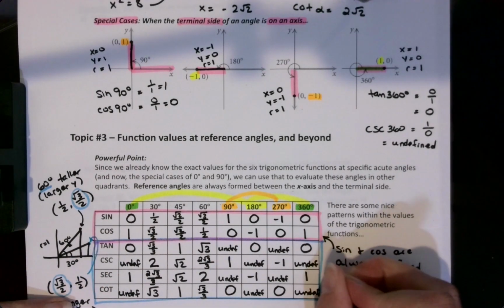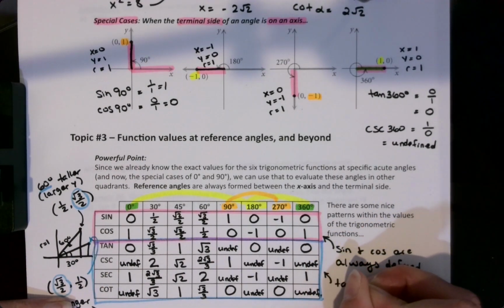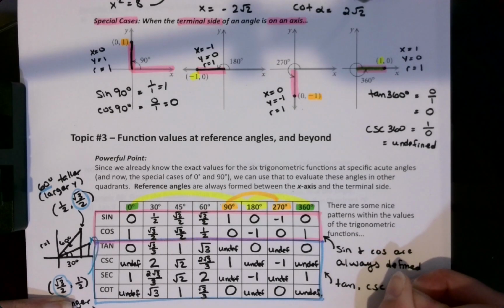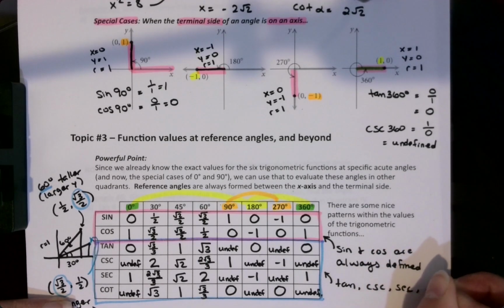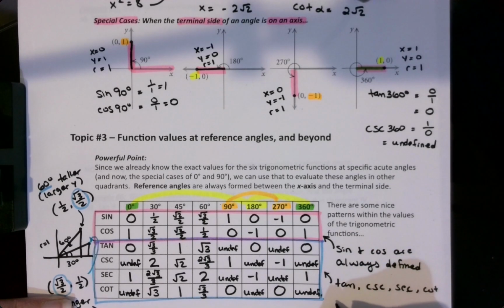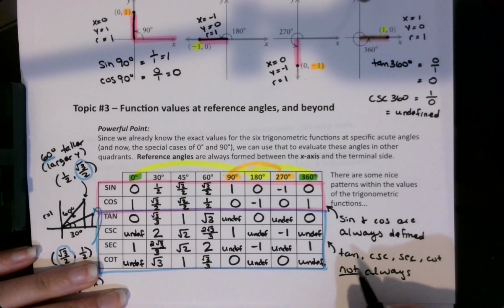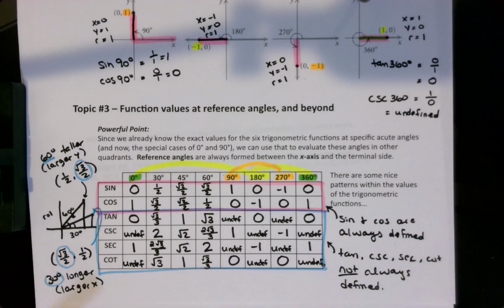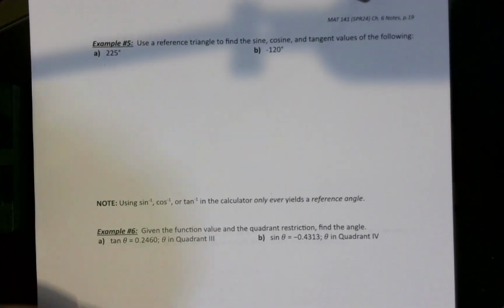Right? So tan, cosecant, secant, and cotangent are not always defined. Right. Lots of things to observe and patterns to see in our chart here. Okay, so let's continue and look at example 5.